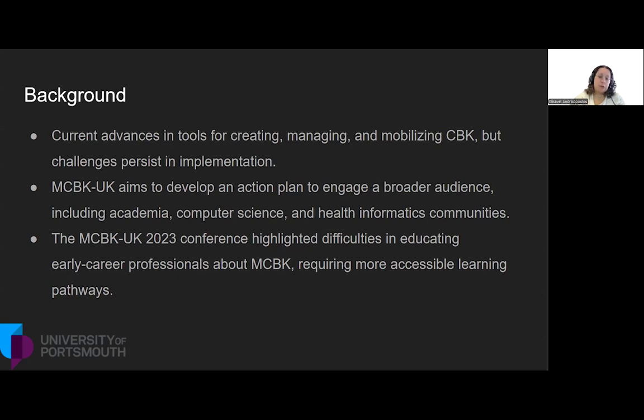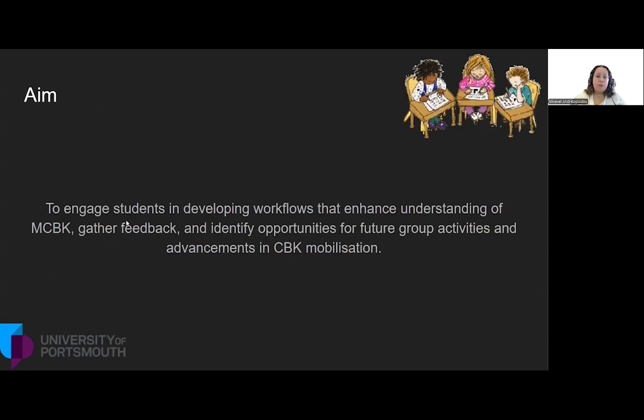We need to make these concepts more accessible, easier to understand for those who are completely new to the field. As part of this, we decided to involve students, using their fresh minds, eyes, and ideas on the subject. This would help them understand MCBK and provide valuable feedback for our future engagement strategies.